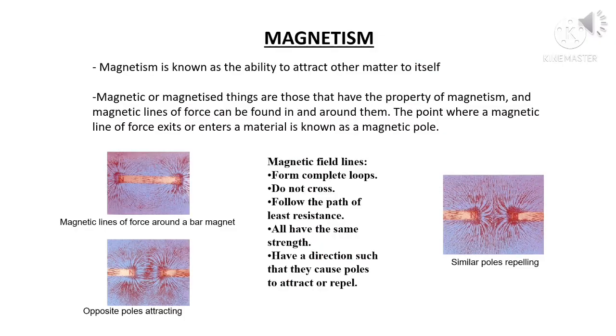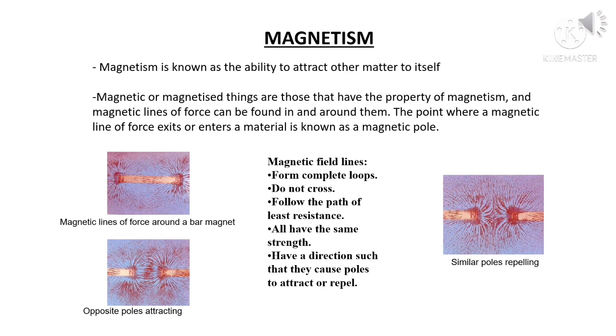Next, I will talk about magnetism. Magnetism is known as the ability to attract other matter to itself. Magnetic or magnetized things are those that have the property of magnetism, and magnetic lines of force can be found in and around them. The point where a magnetic line of force exits or enters a material is known as a magnetic pole.